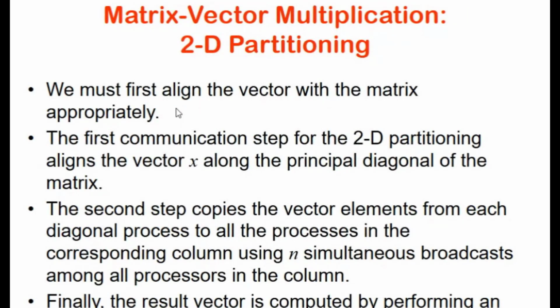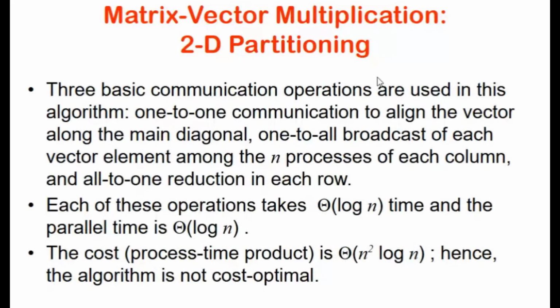I have explained this in these steps, and there are three basic communication operations used in this algorithm: one-to-one communication to align the vector along the main diagonal, one-to-all broadcast of each vector element among the n square processes of each column, and all-to-one reduction in each row. Each operation takes O of log n time, and the parallel time is O of log n.